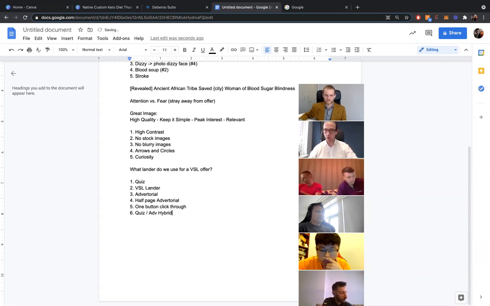Okay, these are the lender options we have. Just finishing up for you guys. Quiz, VSL, tutorial, half-page tutorial, one-button click-through lender, which is basically the same as VSL, but it doesn't end in VSL. And then we have a quiz-tutorial hybrid, which you use for the insurance.